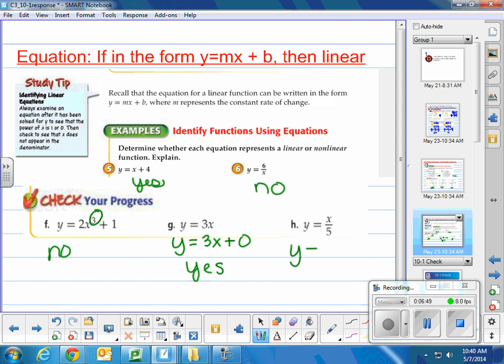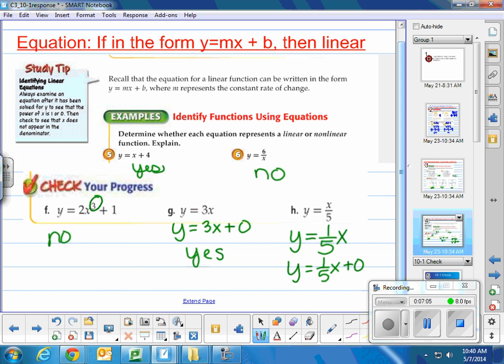This equation can be written this way. x divided by 5 is the same thing as 1/5 of x. That right there is in slope-intercept form of y equals 1/5 x plus 0. Therefore, it is linear. Don't fall for that trick. Remember, only when the x is in the denominator, like in this example right here, is it not linear.